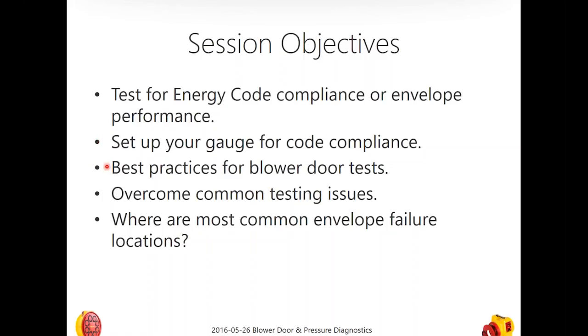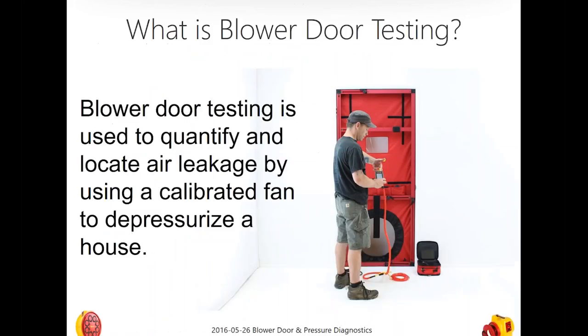Then we're going to go on to talking a little bit about best practices for blower door tests, how to make sure that they're repeatable, how to make sure that they're reliable, and how to make it easier and faster for you. And then we're going to talk a little bit about, and this is going to be kind of a thread throughout the conversation, overcoming common testing issues. And then we might get into, if we have some time at the end, where some of the most common envelope failures are, some of the locations, and how to find out information about that. So if everybody's okay with that, if there are any other thoughts that you have, anything that you'd like me to focus on, please feel free to use your question box and put it in.